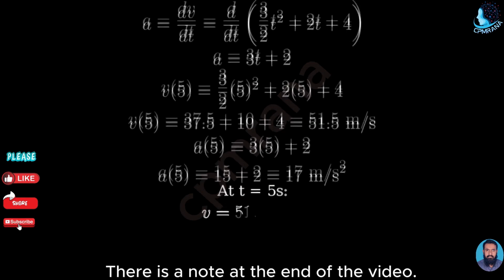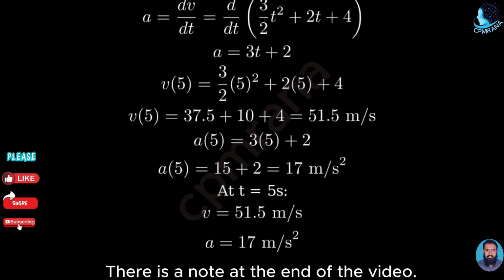Therefore, after 5 seconds, the particle's velocity is 51.5 meters per second, and its acceleration is 17 meters per second squared.